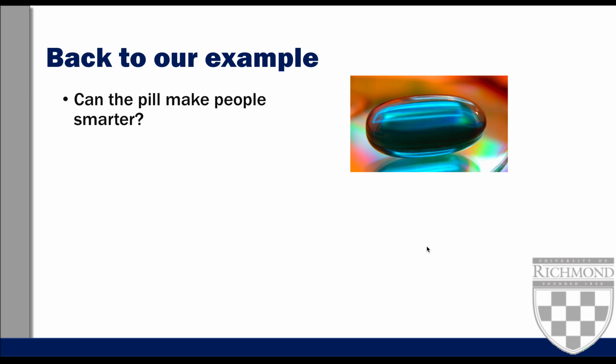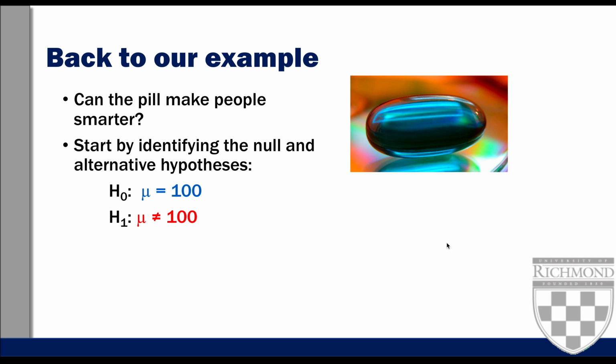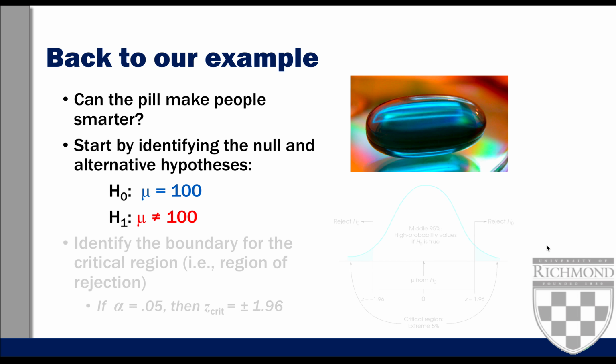Okay, so let's go back to our example, see how it works. Can the pill make people smarter? We all agree? Good thing. Okay, we're going to have these smart pills. We're going to start by identifying the null and the alternative hypotheses, so we put it into statistical notation. The null hypothesis essentially states mu equals 100. The alternative hypothesis, the experimental hypothesis that we're really interested in, is that mu should not equal 100. So that's where we start.